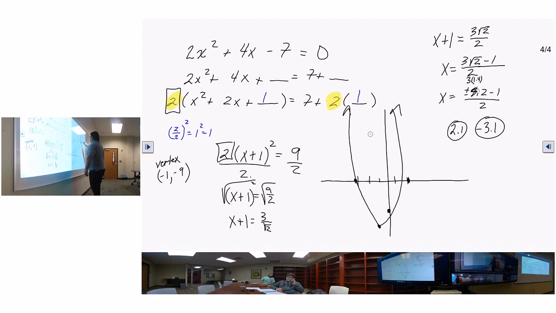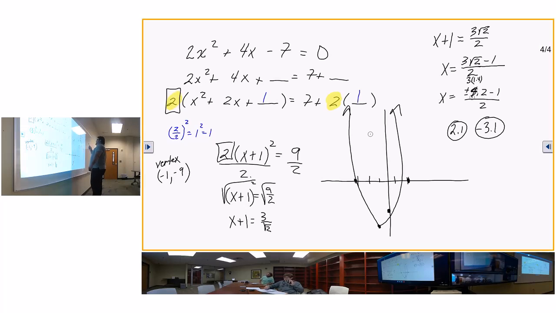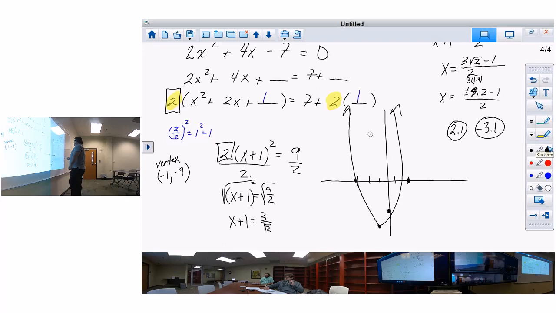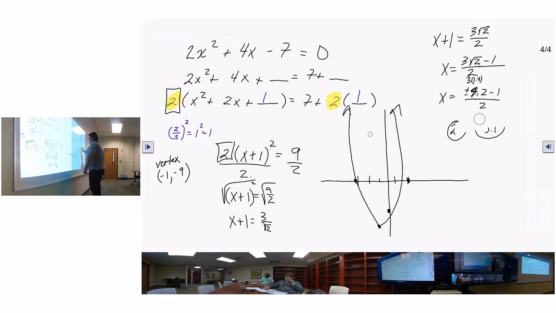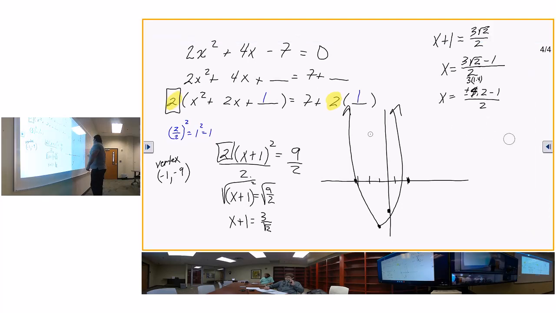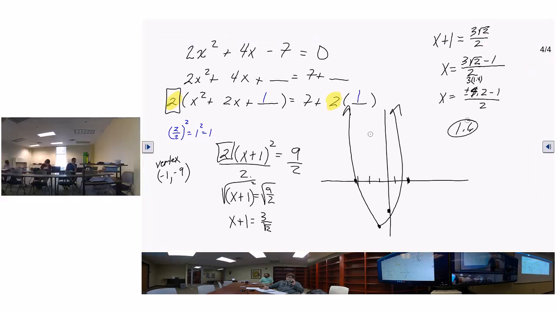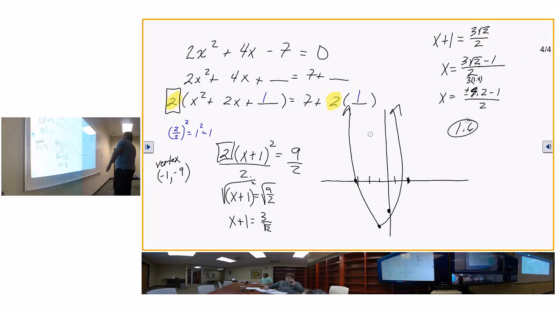4.2. So 4.2 minus 1 is 3.2, and that's going to be... Somebody do that for me. My bad. 4.2 minus 1 is 3.2. Half of 3.20 is 1.60, isn't it? Yep. So that's 1.60. And then negative 5.2 would be 2.60.